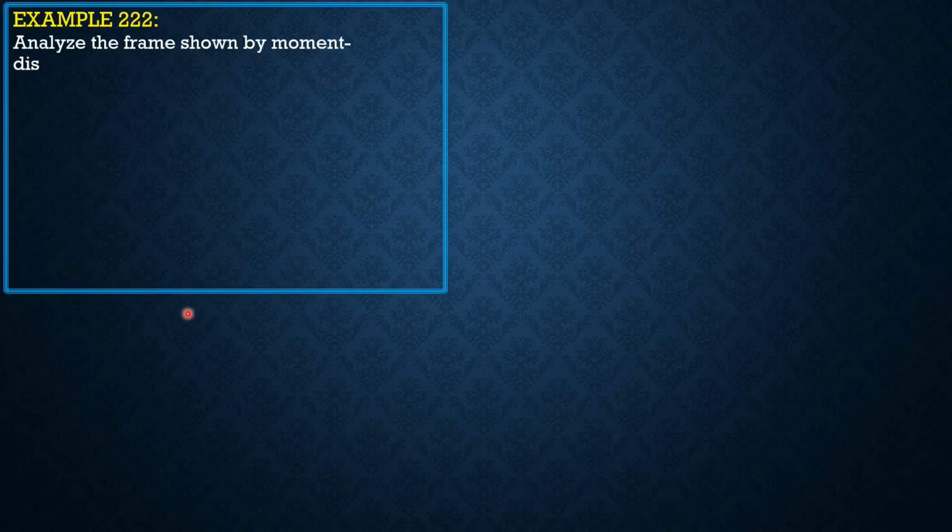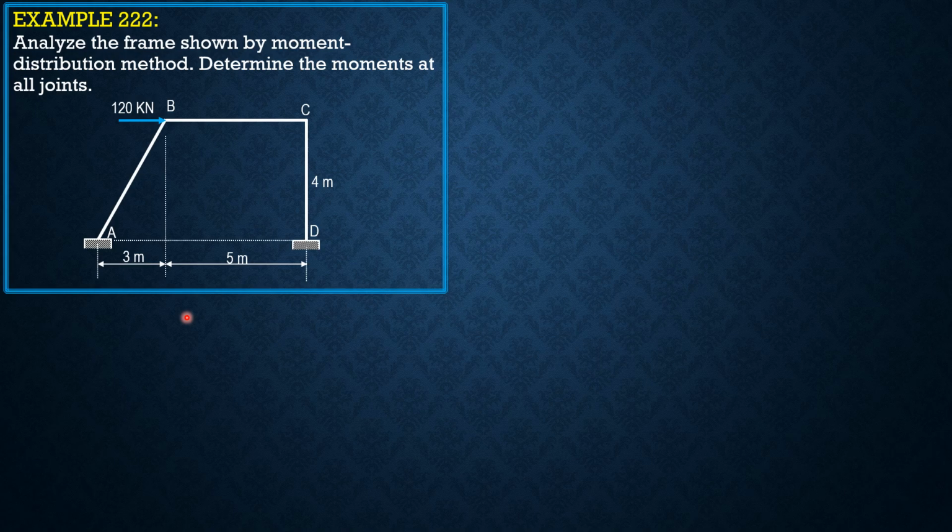Analyze the frame shown by moment distribution method. Determine the moments at all joints. So here is the given figure. So we have 3, 4 for the sloping member, so the length is 5. So the stiffness is 1 over 5. This member is also 1 over 5, the stiffness. And this member has a stiffness of 1 over 4.